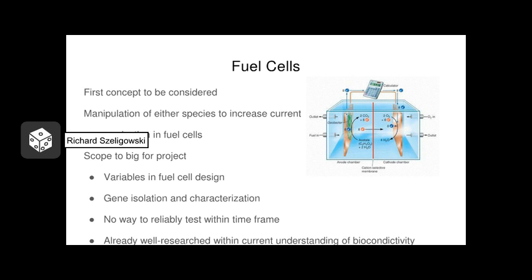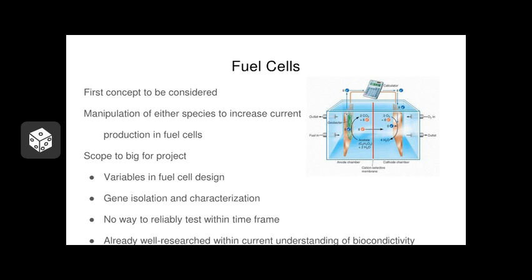One of the first concepts we considered for our project was a fuel cell. Basically, the way that one of these fuel cells would work is you have one of these species metabolizing its substrate. It would produce a current. You attach that to an electrode, and in the diagram over here, you can see that, I guess, powering a calculator.